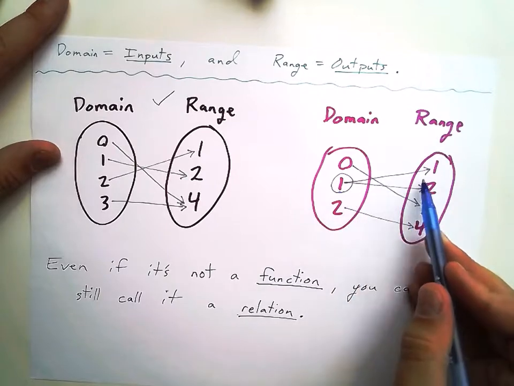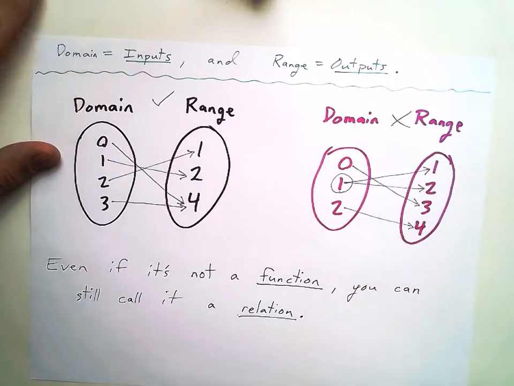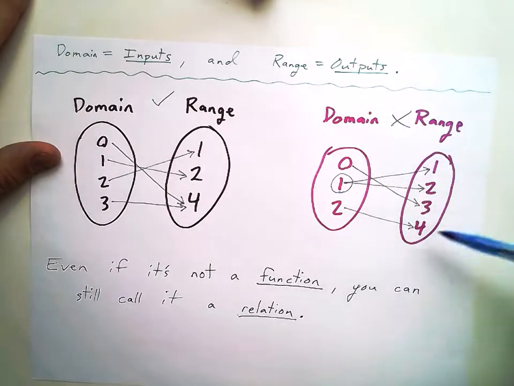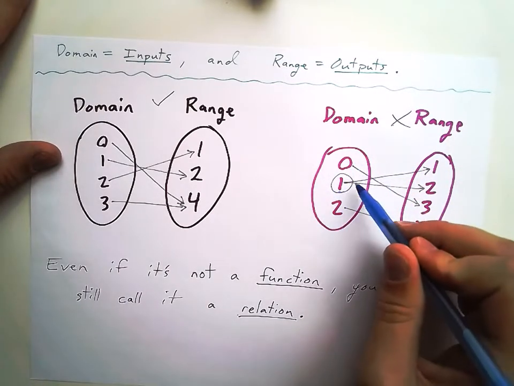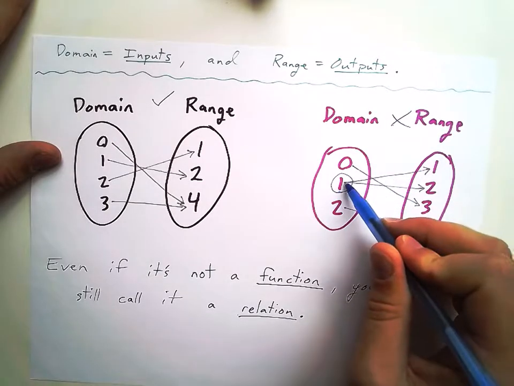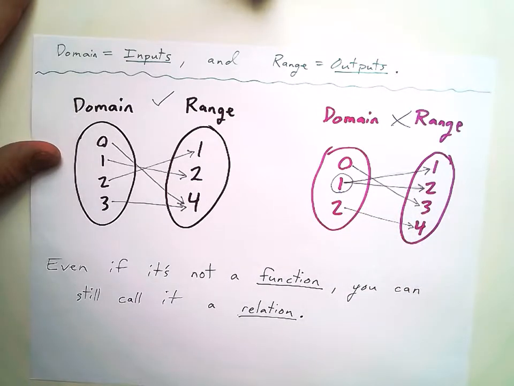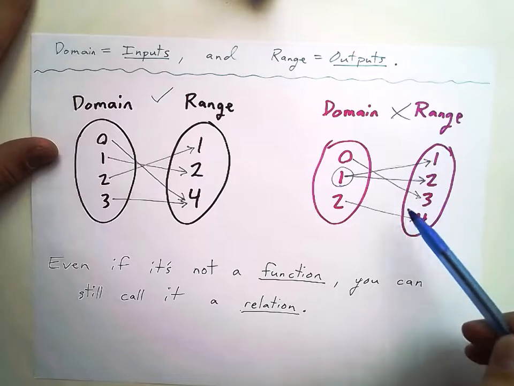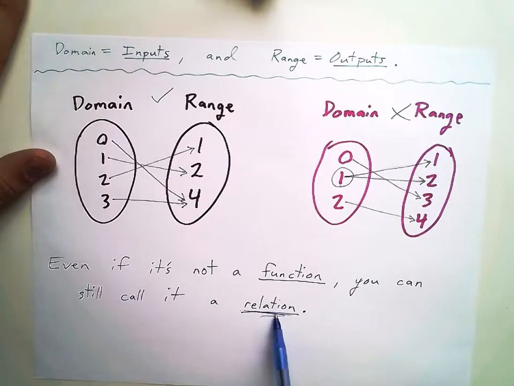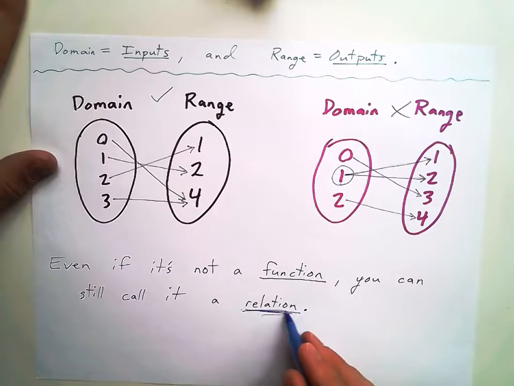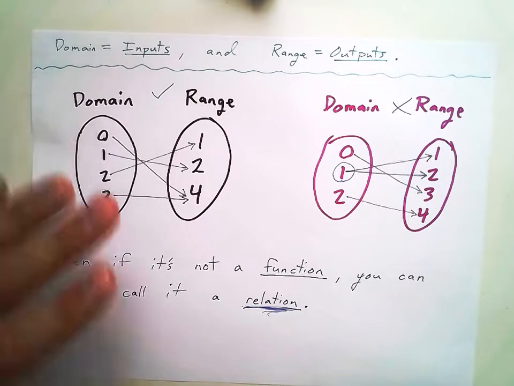The 1 outputs a 1 and it outputs a 2. So that was the one that wasn't a function. If you organize it like this, domain, the inputs, and range, the outputs, no members of the domain should be going to two different members of the range. However, this pink one is still a relation. So functions are always relations, but even if it's not a function, you can still call it a relation. A relation is just a general word that you can always use for things.